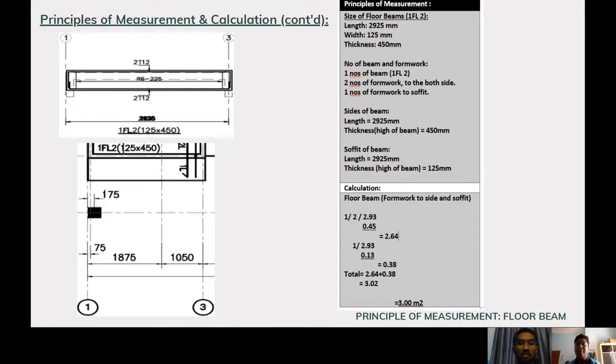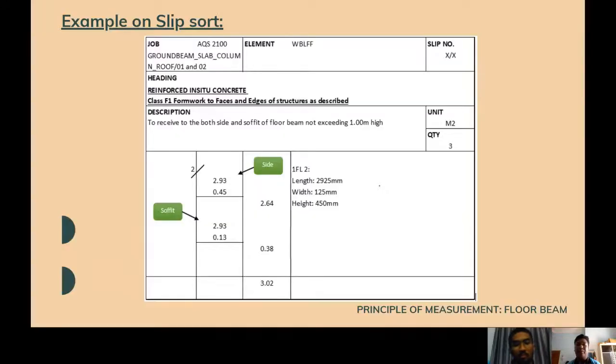So for the floor beam, we have the length, width, and thickness. We find the number of formwork, which is 2 at both sides and 1 on the soffit. So how we measure it: we measure first the side of the beam and then the soffit of the beam, and we add both of them. So this is some example. We can see that we measure the side first and then the soffit, on the seesaw. So next.